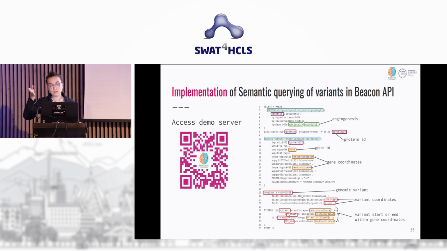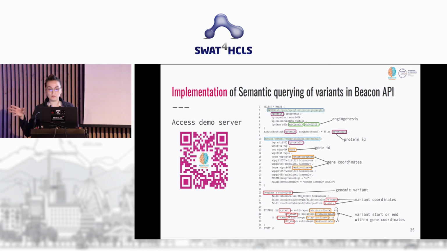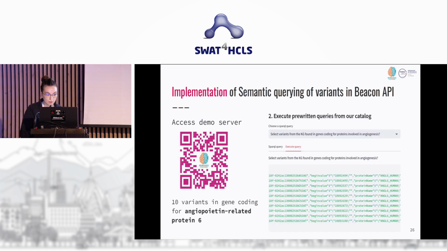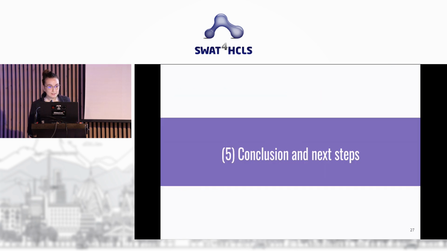We retrieve the start and the end position and just apply a filter so that we retain only the variants found within genes that code for proteins involved in angiogenesis. That way, we answer our motivation question. This is the result. Indeed, you only find variants inside of genes coding for a protein involved in angiogenesis. You can run this query yourself if you'd like.